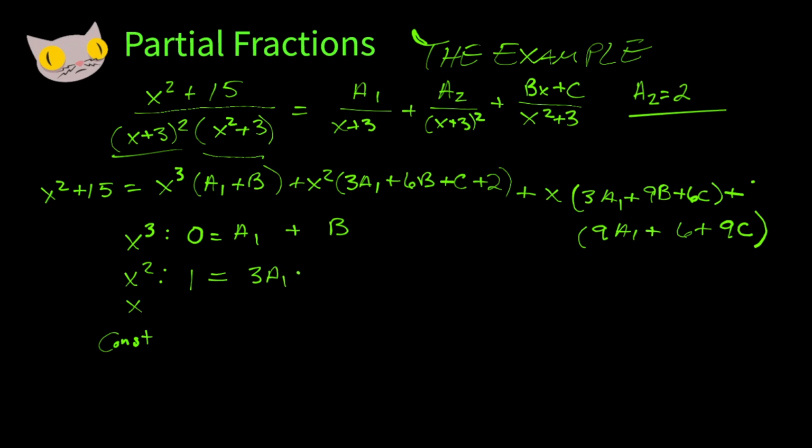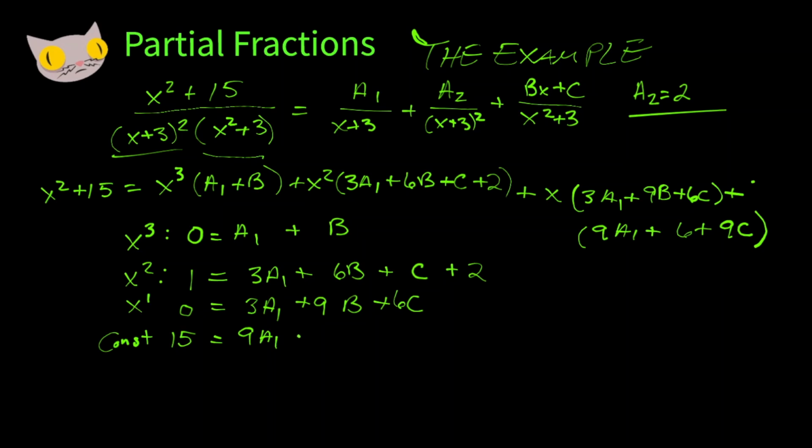So we have a 1 for x squared on this side, and then on this side we have 3a1 plus 6b plus c plus 2. And now for the x to the first power, nothing on this side, so 0, and then we have 3a1 plus 9b plus 6c. And then for our constants, we do in fact have a constant on this side, and that constant is 15.